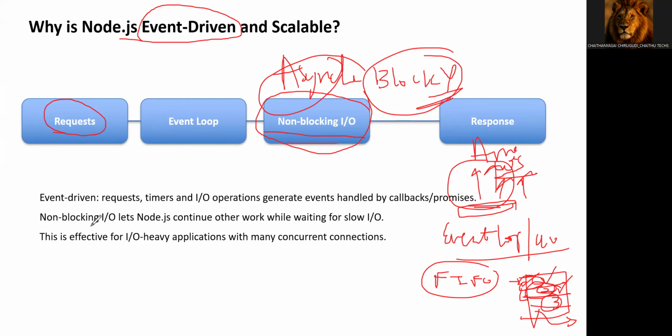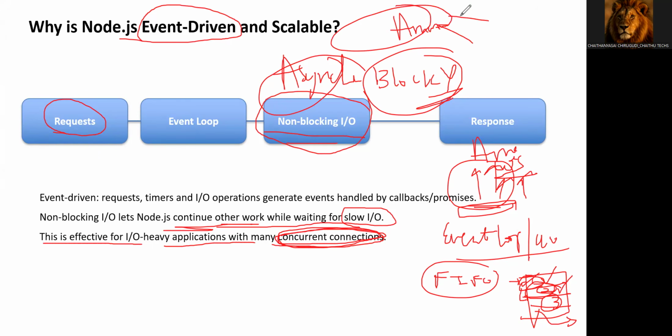Next, non-blocking IO: it carries on with other work while waiting for slow IO, and continues to the other work. It is effective for IO (input/output) heavy applications with many concurrent connections. Suppose we connect to many servers, like Amazon, where there is a single server in the domain. Multiple requests will be coming, and at a time it will give the results to all the clients, users or customers. So this is the best example.